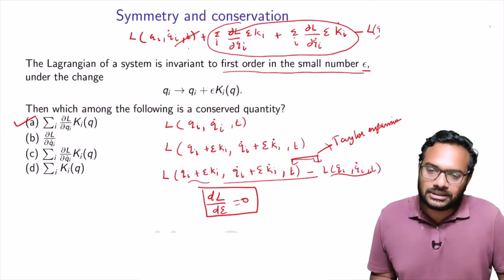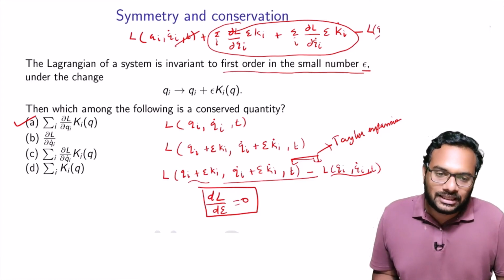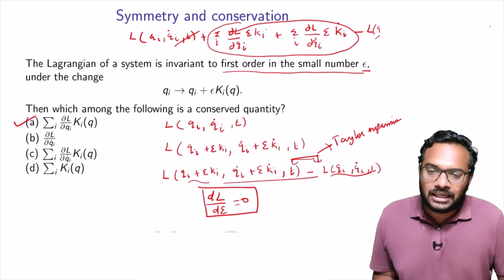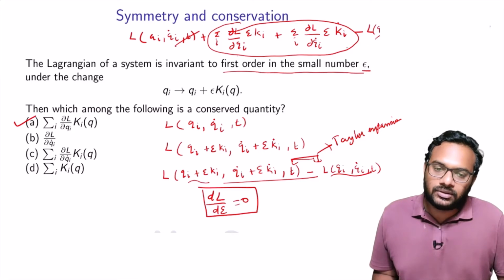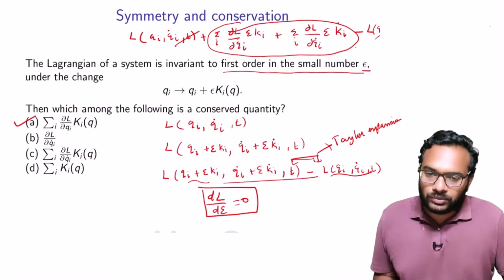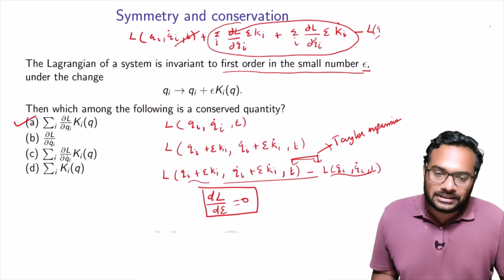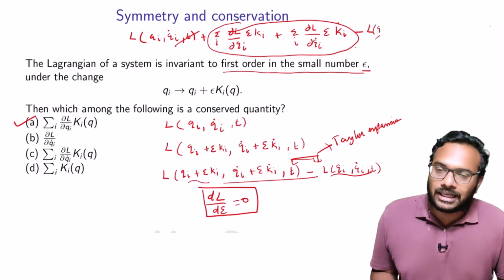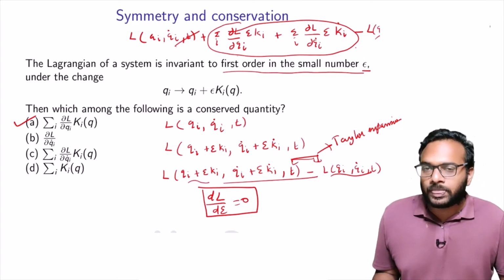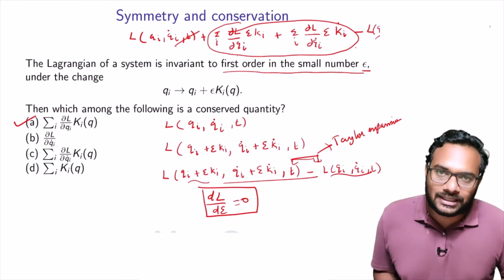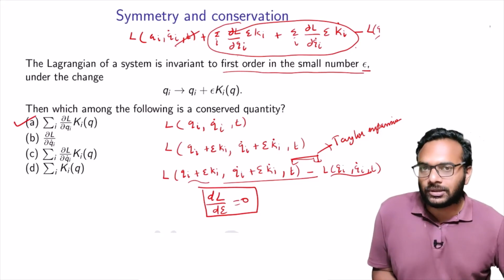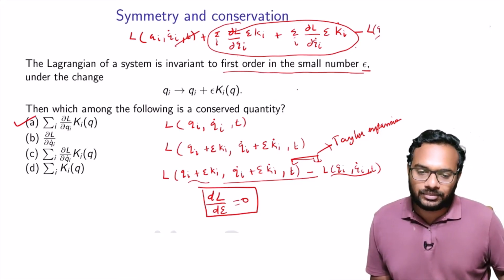What I've done here is that I've made a Taylor expansion and these terms cancel, and we are demanding that this term is equal to 0. There's a common epsilon here. We can remove it, and you'll again get the same thing: summation over i of dou L by dou qi ki plus summation over i of dou L by dou qi dot ki is equal to 0. It's exactly the same thing. So if you want to demand that the first order variation is 0, you just take dL by d epsilon. It's exactly the same thing.